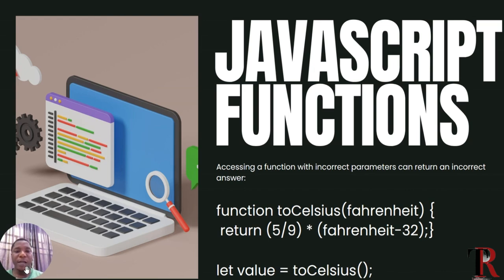So in this particular lesson, I want to take us further about functions in JavaScript, as we are going to be seeing what can happen if you try to access a function with incorrect parameters. Can we expect to get an accurate result, or can we expect surprises? That is the essence of this lesson. Do not forget that in the last example, I showed us how a function can be established.